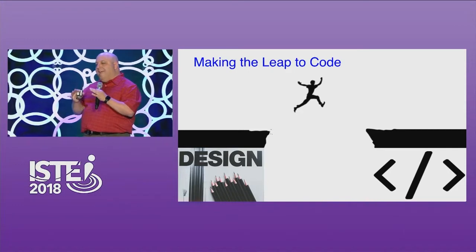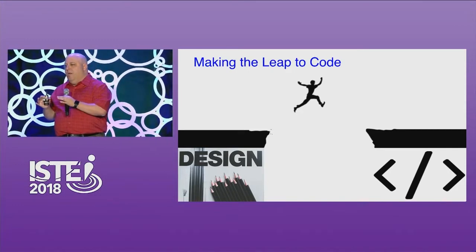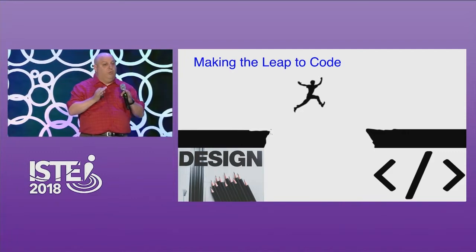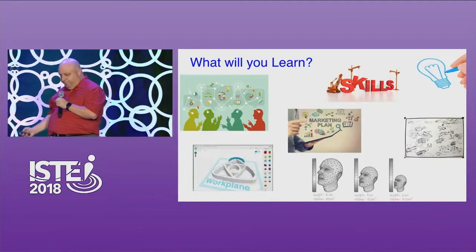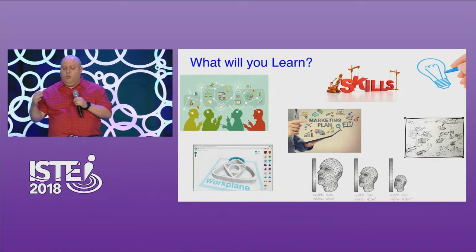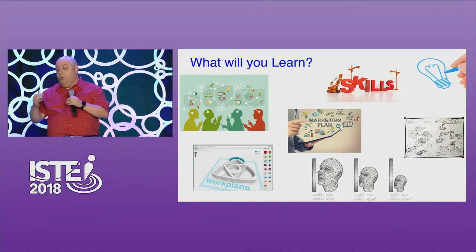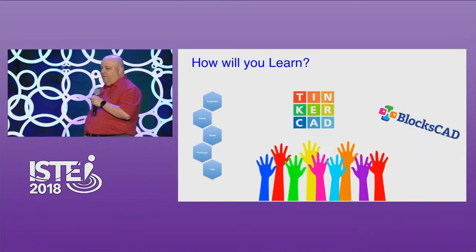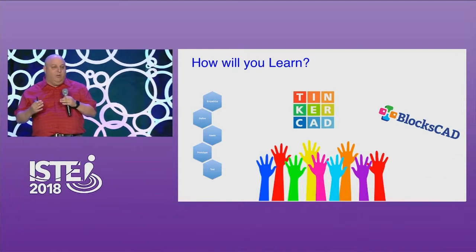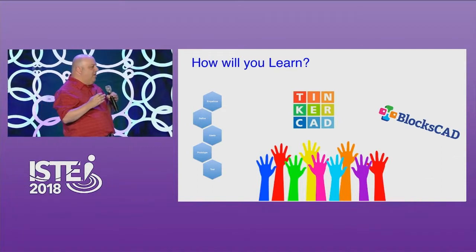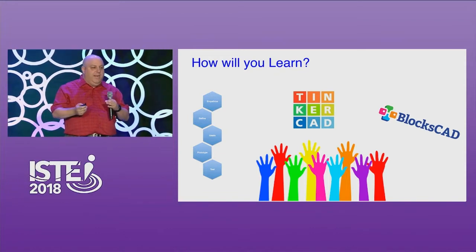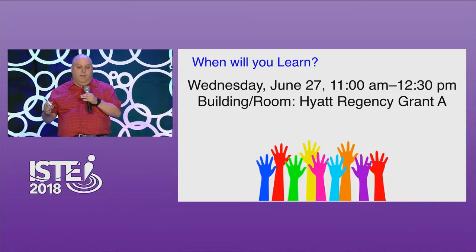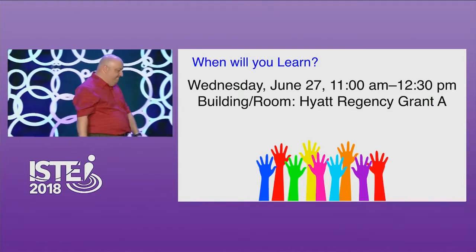And then make the leap from design to code. And how we're going to do that is to try and get you to develop, through code, 3D models that you can actually print out. So if you come to the session, you're going to learn a lot of the skills that are tied into both design and into code. So there will be things like scale and CAD and all those types of things. And we're going to use some tools like Tinkercad, and we're going to use BlocksCAD to do this type of innovative approach to getting students to learn. And we're going to be in the Hyatt Regency on Wednesday tomorrow at 11 o'clock, and we hope that you guys will join us.